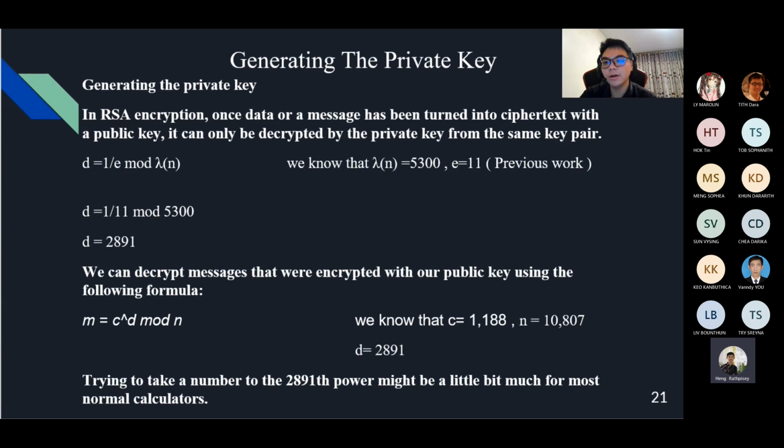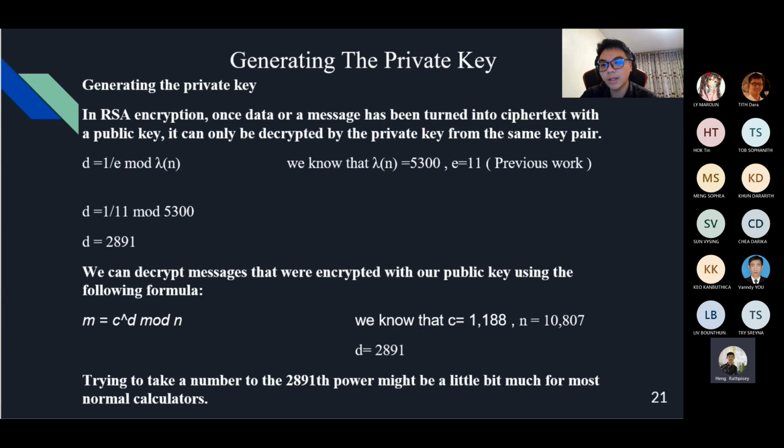In RSA encryption, once data or message has been turned into a ciphertext with a public key, it can only be decrypted by the private key from the same pair of keys. Private keys are composed of D and N. This equation may look like it is asking you to divide 1 by 11, but that's not the case.